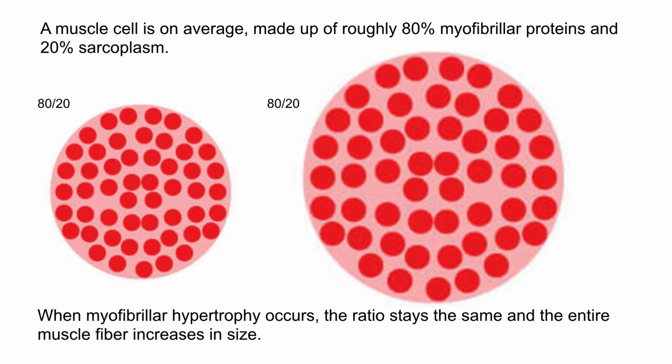A muscle cell is on average made up of roughly 80% myofibrillar proteins and 20% sarcoplasmic fluid. When myofibrillar hypertrophy occurs, the ratio stays the same and the entire muscle fiber increases in size. This is because an increase in contractile proteins also requires an increase in fuel. So if we want more working proteins, we need more stored energy to use them.